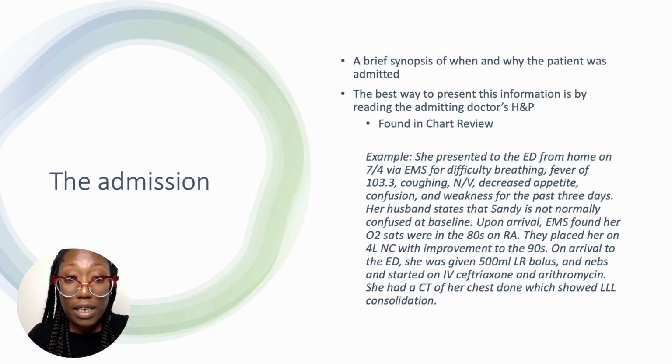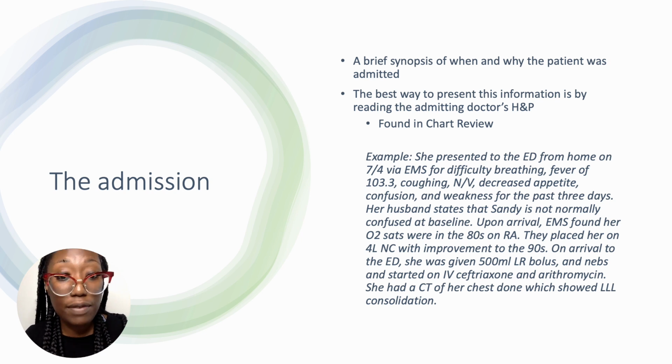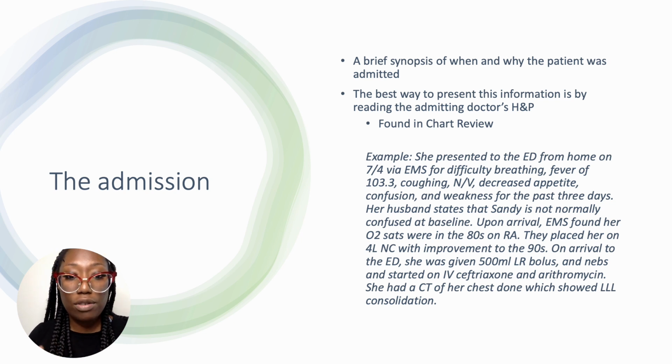Patient presented to the ED from home on 7/4 via EMS for difficulty breathing. She had a fever of 103 and she was coughing with some nausea and vomiting, decreased appetite, confusion, and weakness for the past 3 days. Her husband states that Sandy is not normally confused at baseline. So upon arrival, the EMS found her O2 sats to be in the 80s on room air. They placed her on 4 liters nasal cannula with improvement to the 90s.